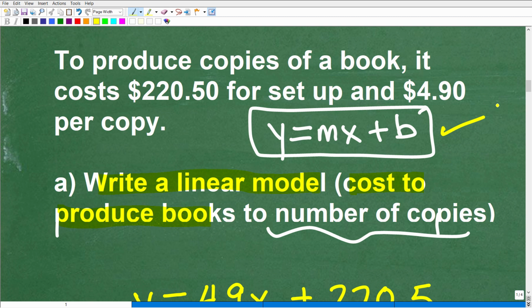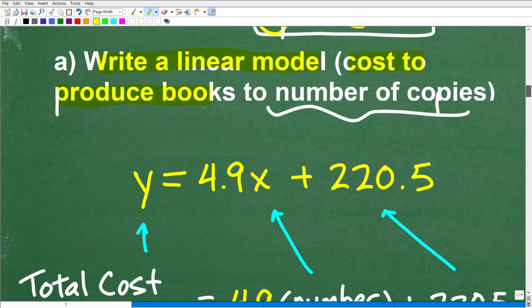What's the input? The input is going to be the number of copies that we'd like to have. So that'll be x, and y will be how much it's going to cost us. Now, before we even get to produce one book, we're going to have to pay $220.50 as a setup. That's a one-time fee, and then it's just $4.90 per copy. So we can construct a nice model like this.